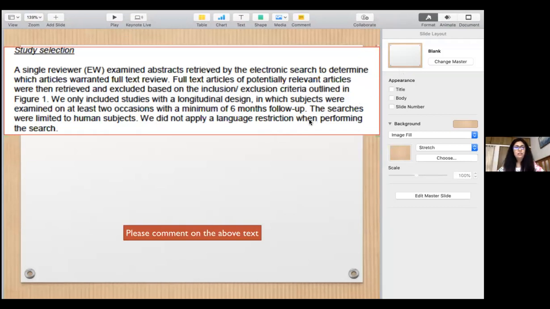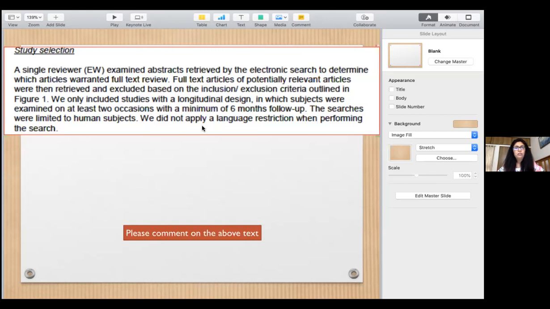Yes, that's correct. With one person alone, there is a risk of bias and missing out studies, and that's why at least two or more reviewers should be there. And if two are there and they disagree on something, the third one can give the final opinion, even during data extraction or when you're grading the studies for their quality. So they also included studies with a longitudinal design. You want to comment on the last few lines also?